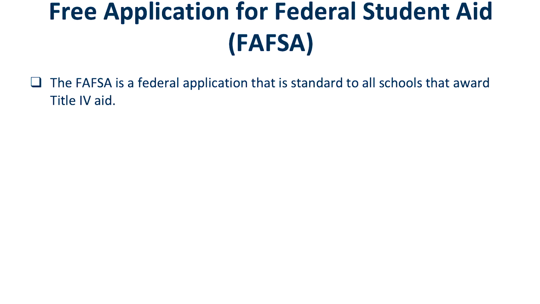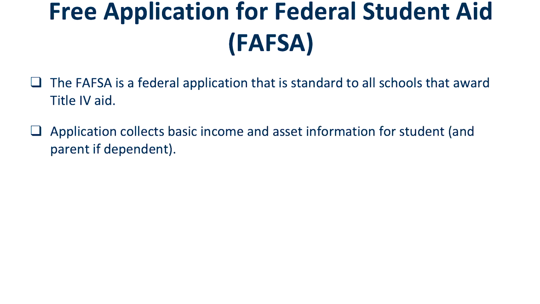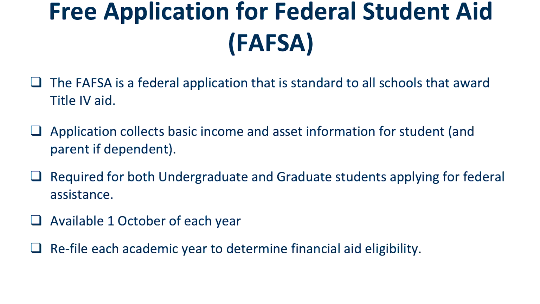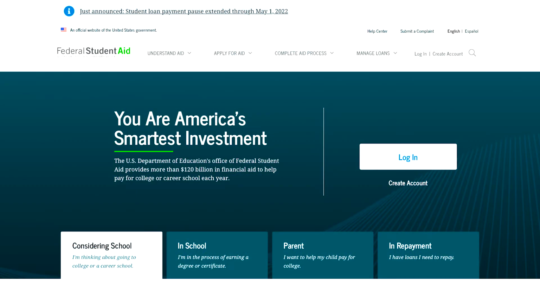The FAFSA is a federal application that helps determine for schools what kind of financial aid to award you from federal funding. The application collects basic income information. It also collects it from the student and the parent. It's required for both undergraduate and graduate and professional students to look for any kind of financial assistance. It's available October 1 of every year, and you do have to refile each academic year to determine the new financial aid eligibility. You can find the link for this FAFSA within the description of this video.